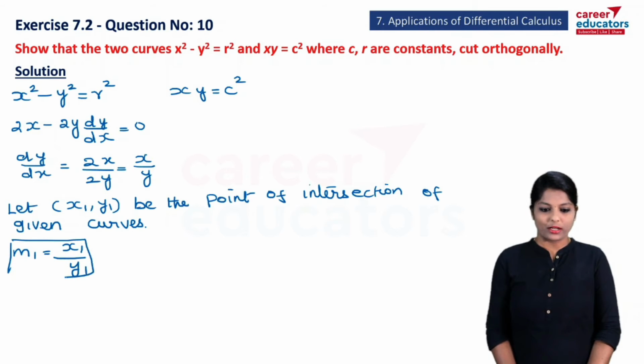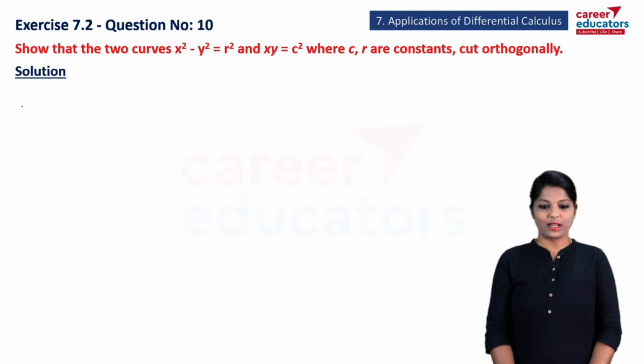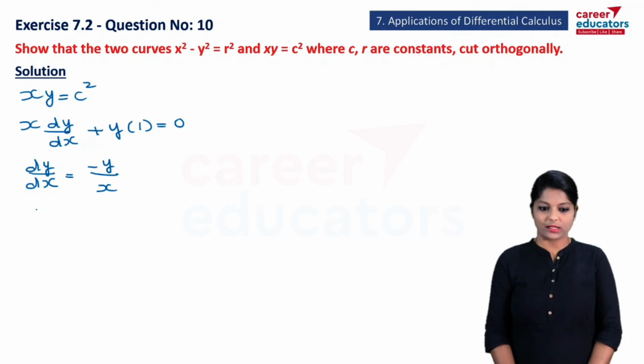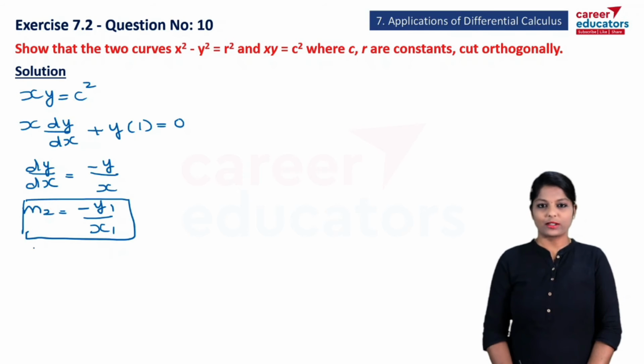Now we have found m1. Next, take the second equation, xy equal to c square. Differentiate this equation: x into dy by dx plus y into 1 equal to 0, so dy by dx equal to minus y divided by x. Next, the slope of the tangent to the curve, m2, equal to dy by dx. Substitute x1 for x and y1 for y: minus y1 divided by x1. So the slope of the second curve is found.